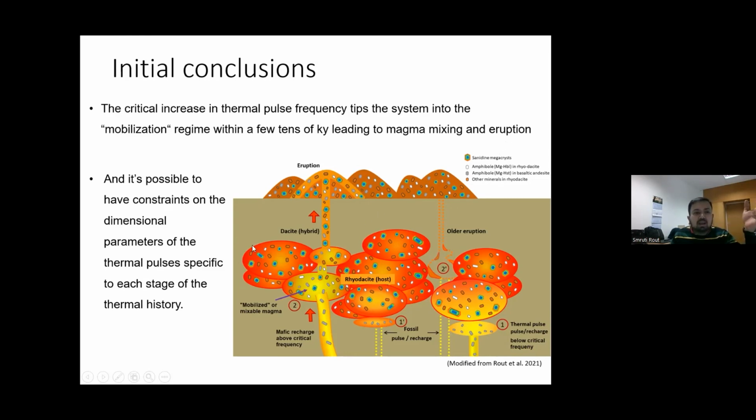And then it's also possible to have constraints on the dimensional parameters of the thermal pulse, which would be specific to each stage of the thermal history.